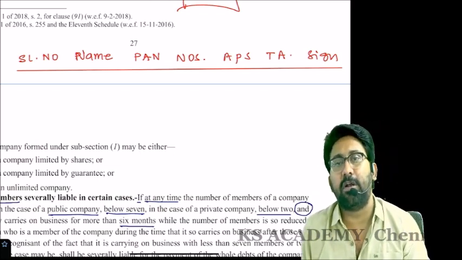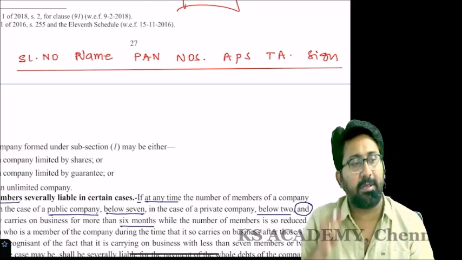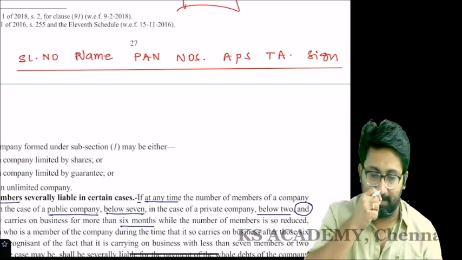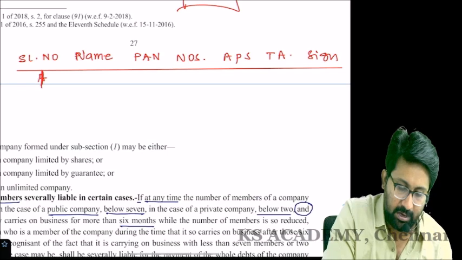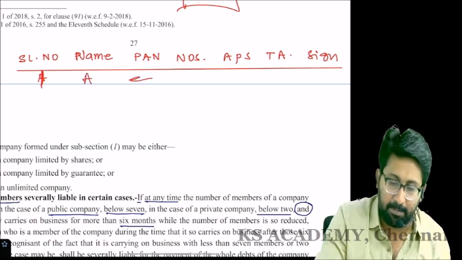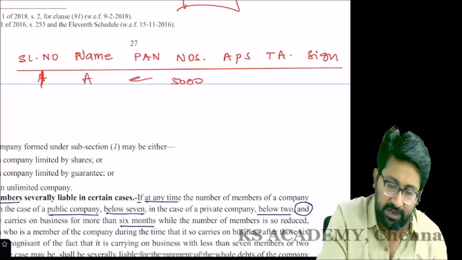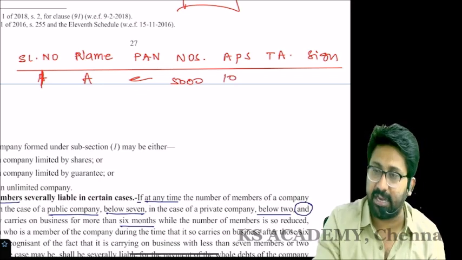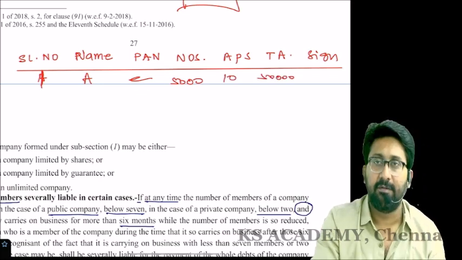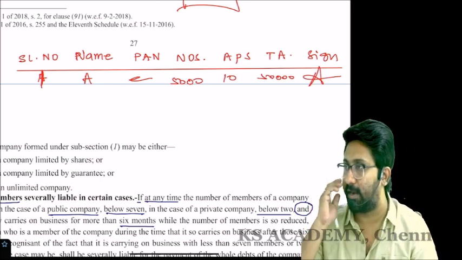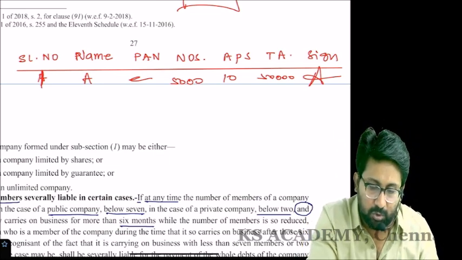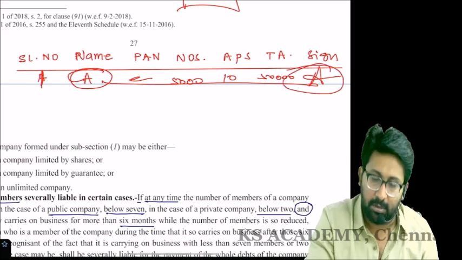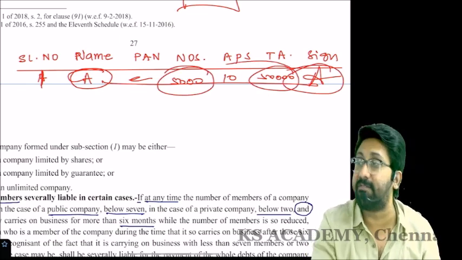Everyone please be in this world. Which clause will this format be in? See here, I will write a name A, serial number 1, name is A, some PAN number, number of shares 5,000, amount per share 10. So how much is the liability? 50,000, and A will sign here. Okay? That means opposite to his name, the number of shares subscribed, everything will be there.